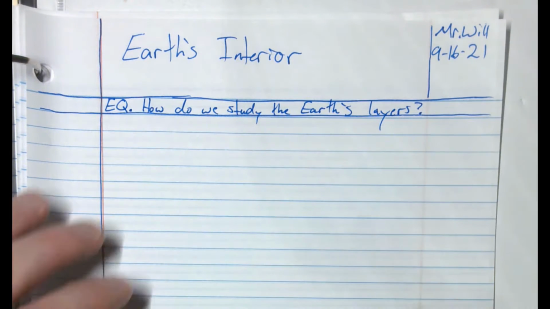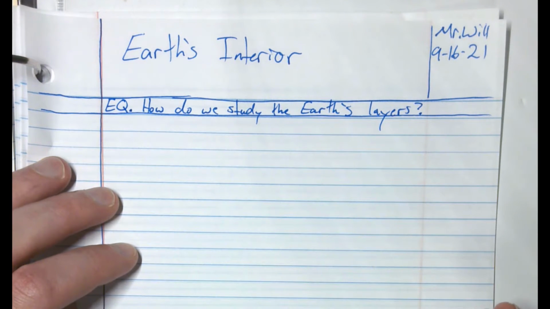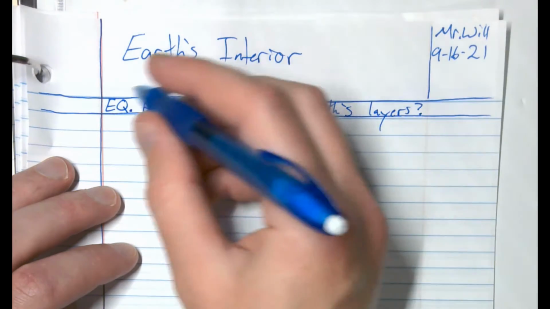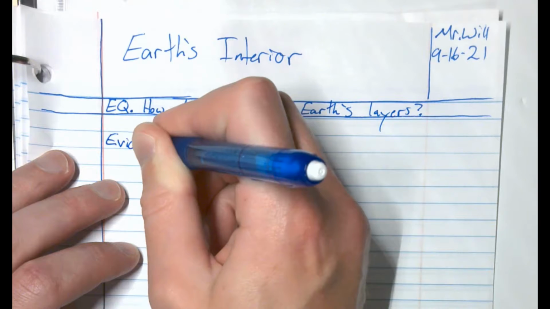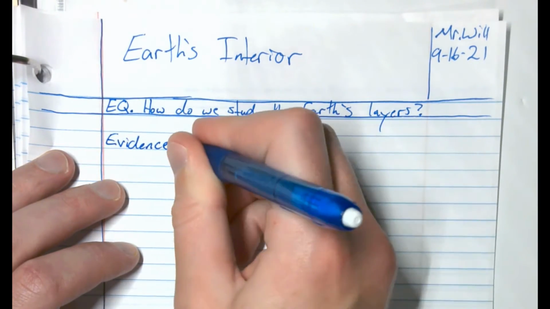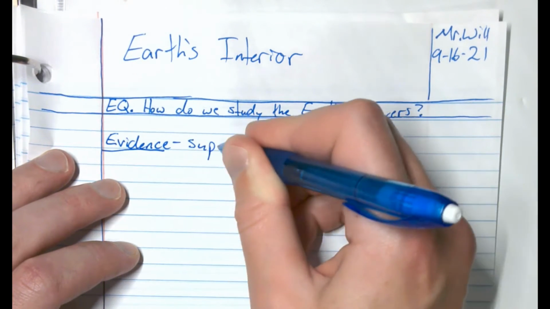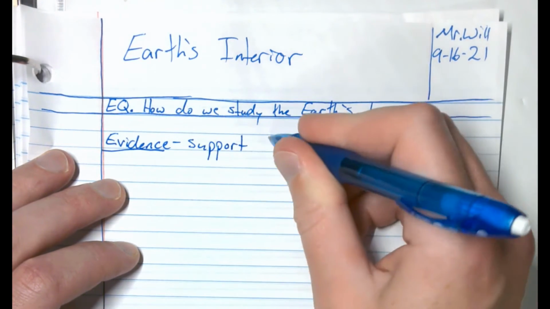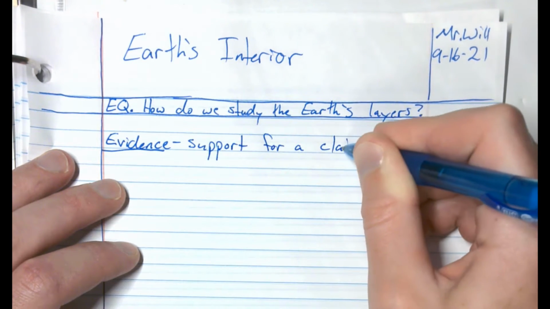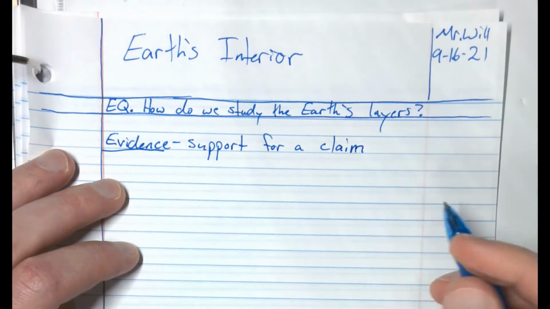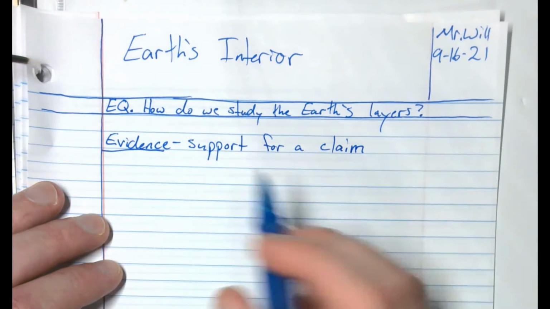Well, I think in order to do that, we need some evidence. Well, what is evidence? So let's talk about evidence. First, let's write what evidence is. Evidence. So underline that. It's a support for a claim. So if I say something, usually I need something to back that up to say, oh, this is true. So evidence is going to help me with that.